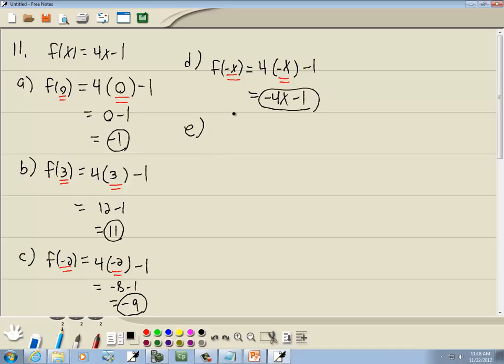E. E is kind of a bizarre one. It's not really evaluating a function. We got a negative out in front of the f of x. Well, we just put a negative out in front of the 4x minus 1. And remember, a negative out in front of your parentheses flips the sign of everything inside, so this becomes negative 4x plus 1.